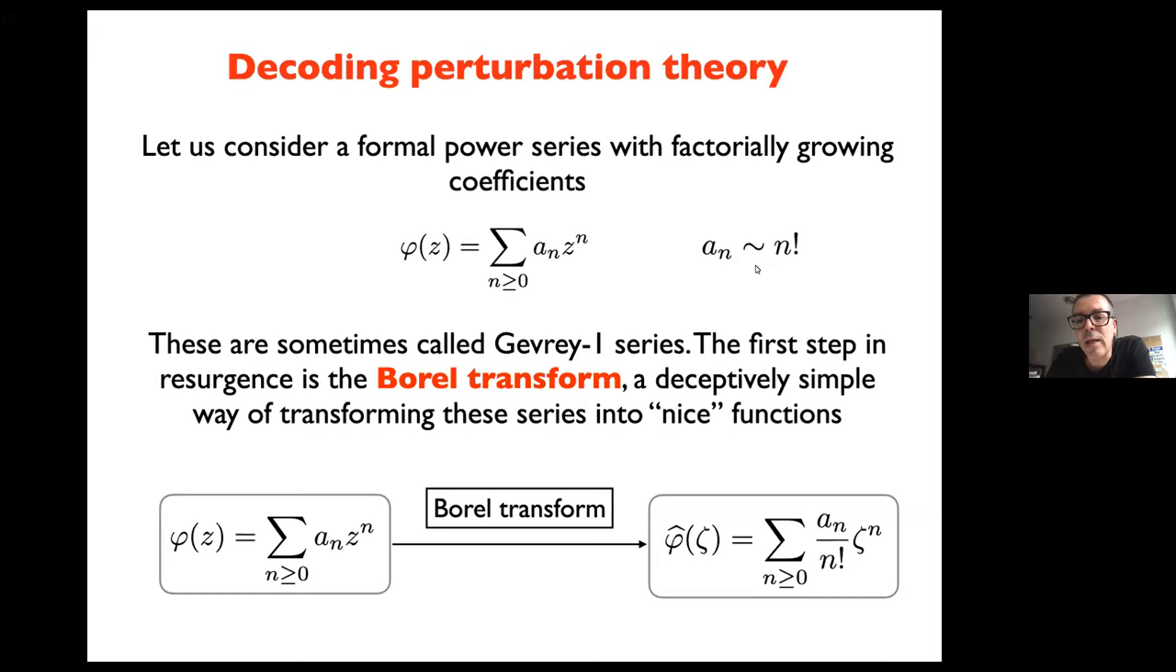The reason why this doesn't define a function is because this series has zero radius of convergence due to this factorial growth. Now, this type of series are sometimes called Gevrey-1 series. And if you want to make sense of this series, you can do it through this theory of resurgence. And I'm actually going to use a small part of this in this talk, and this small part of the theory will actually involve a very simple notion, which is the notion of Borel transform.